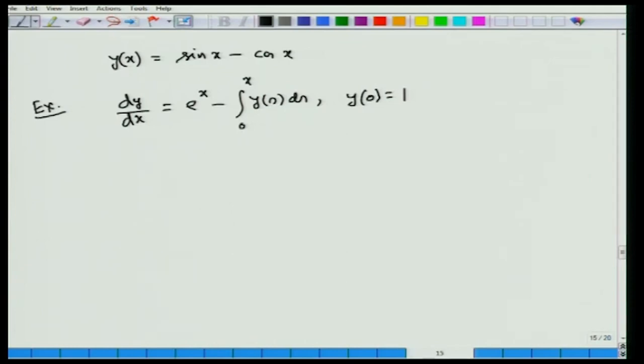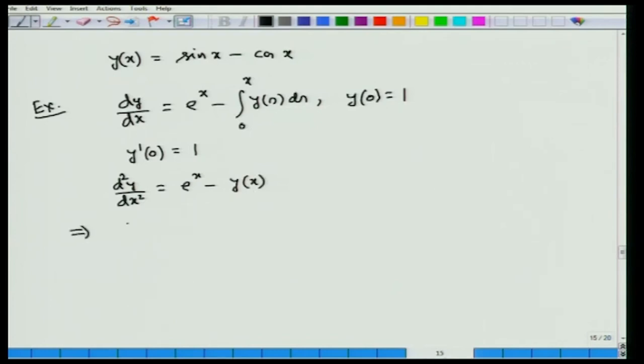I have considered here a very simple example. With y(0) equal to 1 and this differential equation, we can differentiate both sides with respect to x, and on the right hand side we use the Leibniz formula, and before applying that we notice that y dot 0 is equal to 1. Then differentiating both sides with respect to x, we find d2y/dx2 equal to e to the power x minus y(x), applying the Leibniz formula.